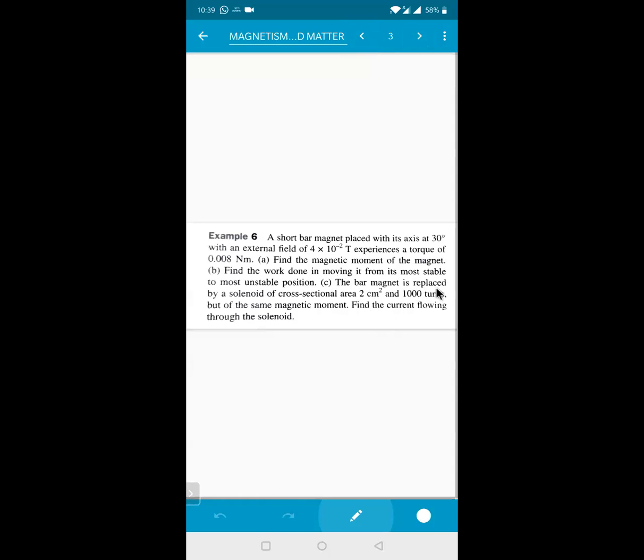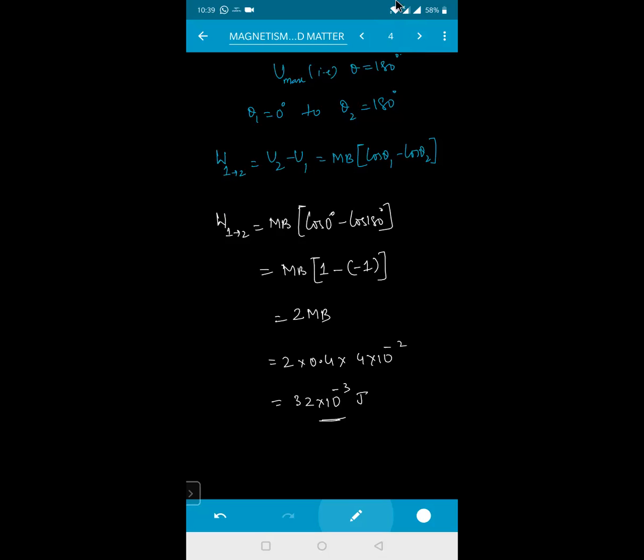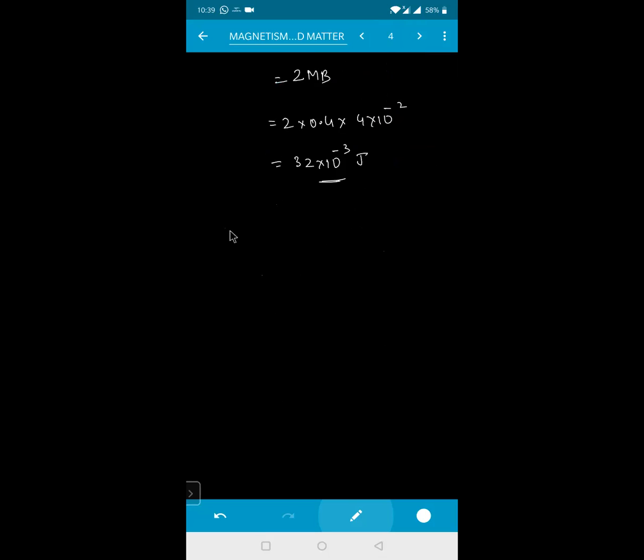Question number 3. The bar magnet is replaced by a solenoid of cross-sectional area 2 centimeters square. So area is given. You know that when a bar magnet is converted into a solenoid, the magnetic moment is calculated with the formula m is equal to I into A, current into area of cross section. It is having number of turns, so you multiply it with N. N is nothing but the number of turns.